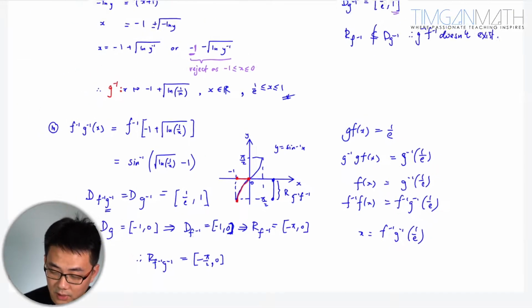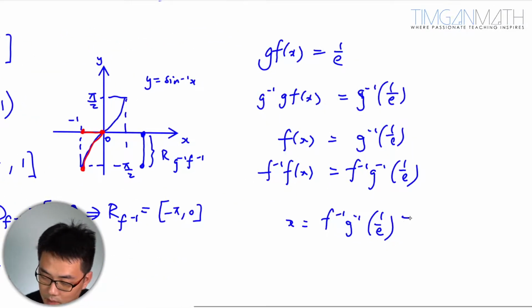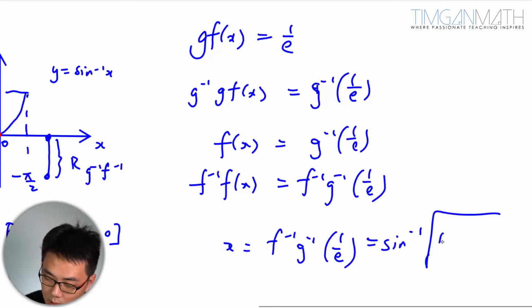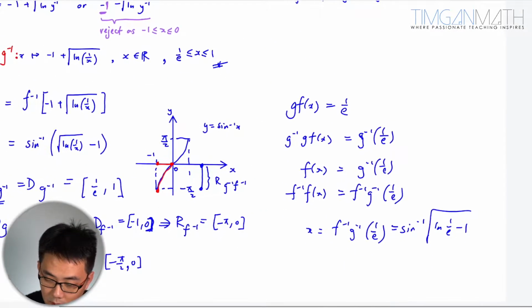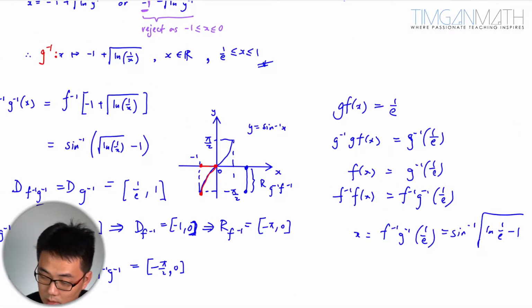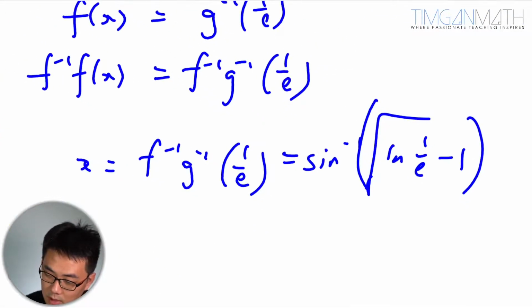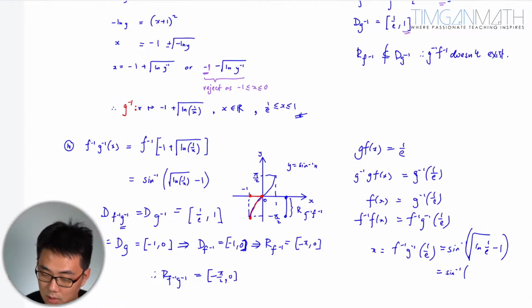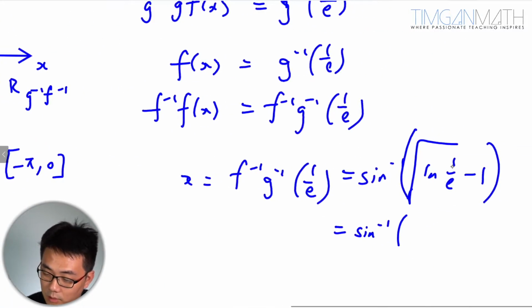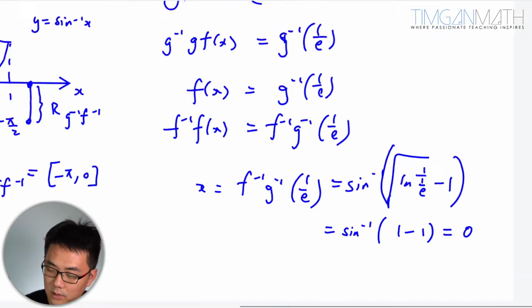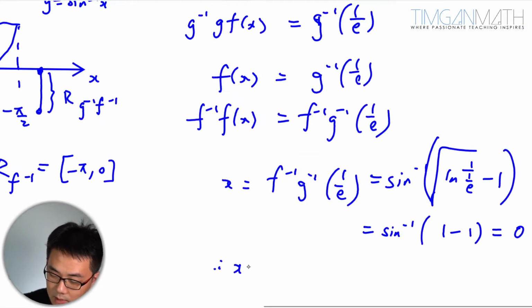So I'm just going to use the function there: this is sine inverse of ln of 1 over e, minus 1, or plus 1 minus 1. So sine inverse of ln, then minus negative 1, or 1 over 1 over e. So this will just be ln e, which is 1, minus 1, which is actually just 0. Hence x equals 0.